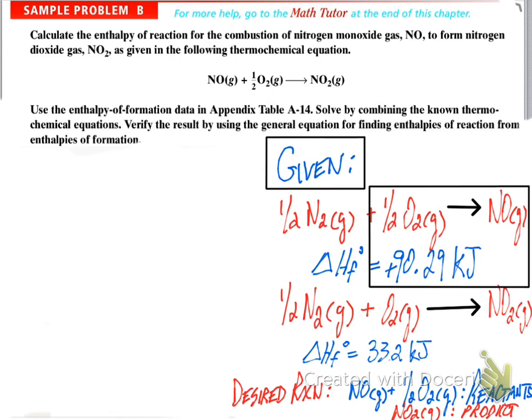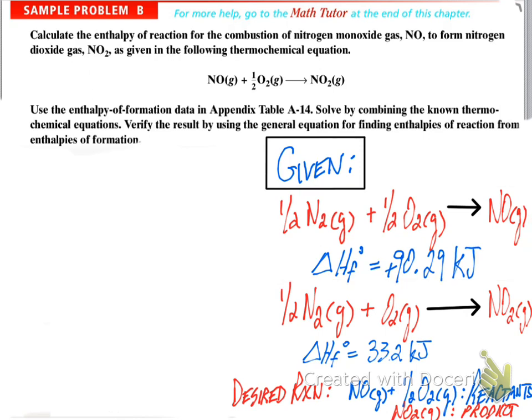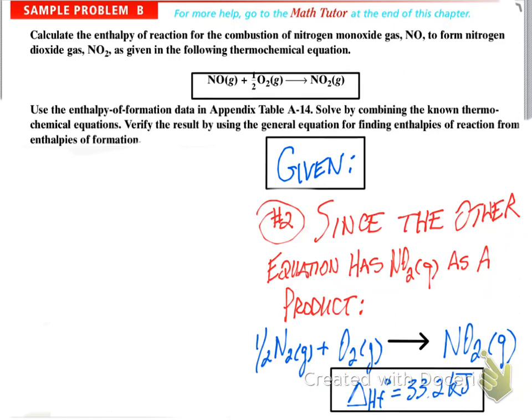So here I have this first reaction. I've got to reverse it now, because I'm not looking for nitrogen monoxide as a product, I'm looking for it as a reactant. So I reverse the reaction and then reverse this sign from positive 90 to negative 90. So when I do that, essentially this is going to be an exothermic reaction because NO is a reactant, not a product. Secondly, since the other equation has NO2 gas as a product, we just keep it as is.